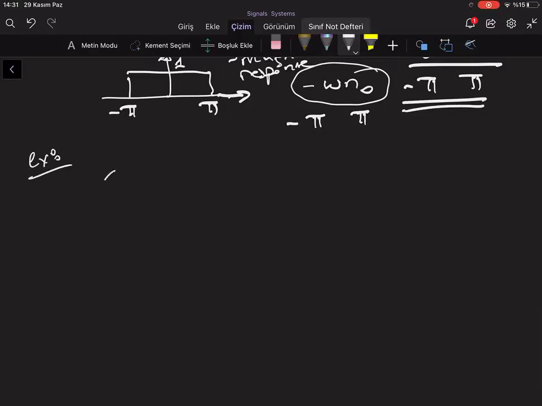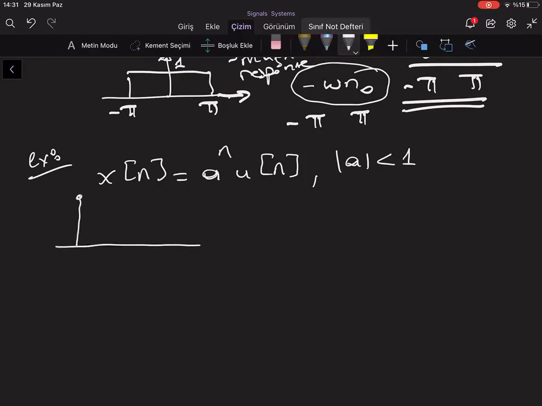Okay, so let's move on and try to give you one more interesting function, which is x of n, and you will see this a lot in your books or in many places. If a is less than 1, my x of n is going to be a to the power n times u of n. If we want to plot this, it will be something like that, right? So a is less than 1, and this is 1, a, a squared, a cubed and then a to the power 4 and so on.